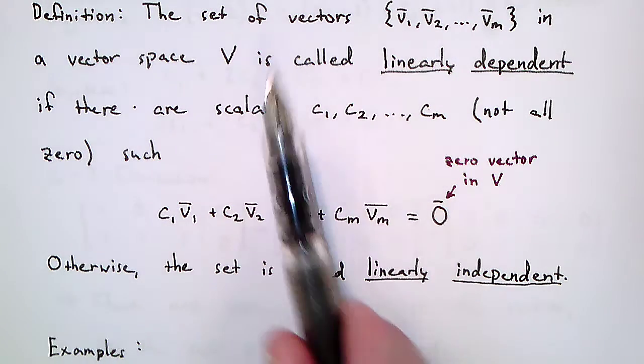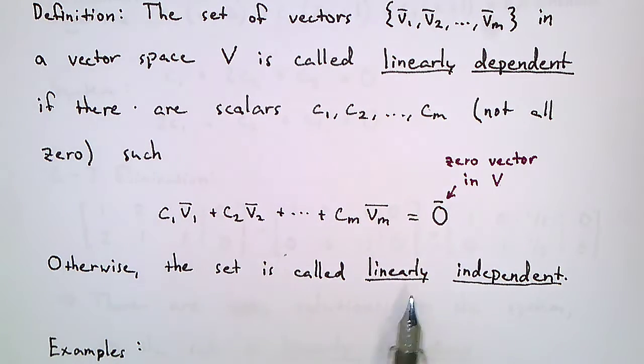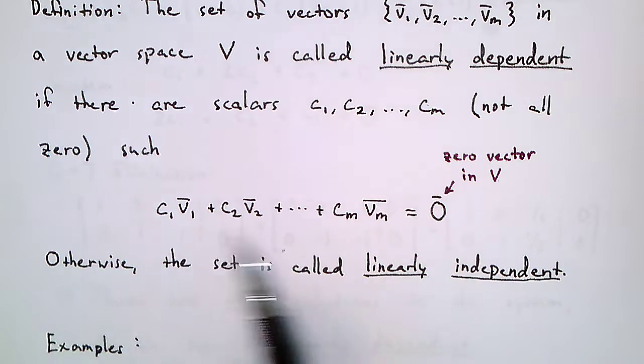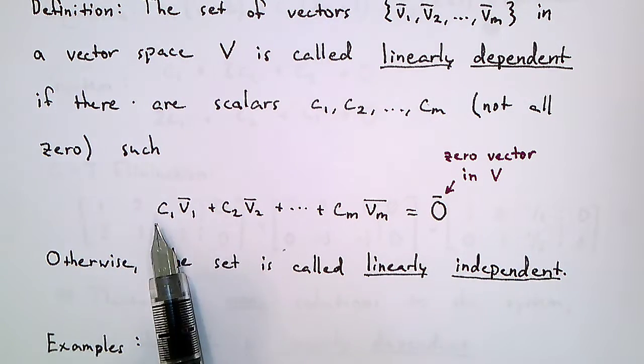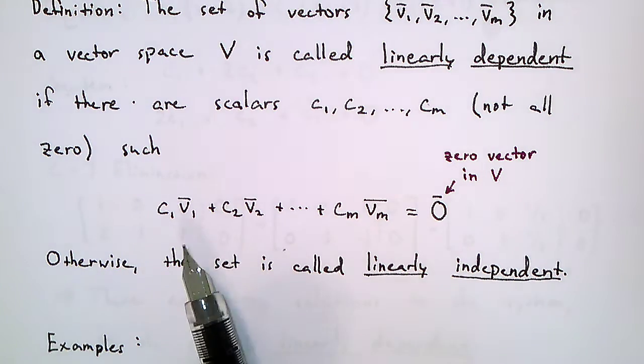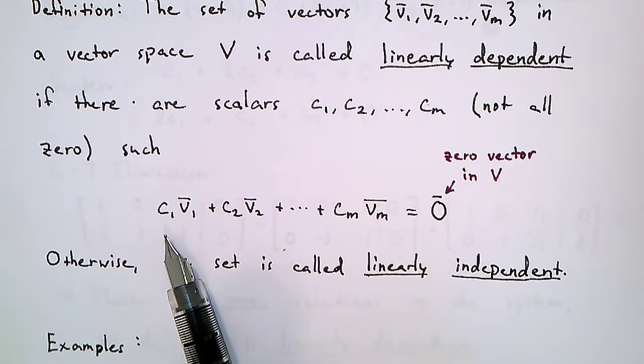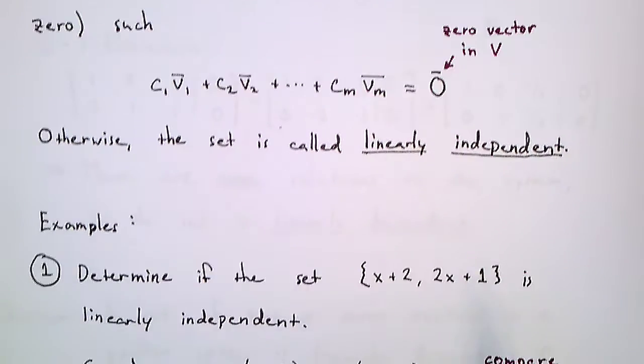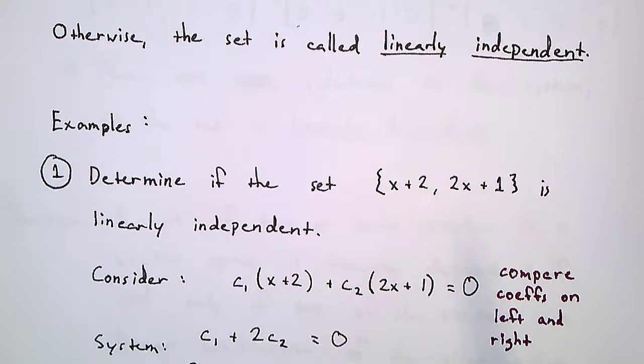Otherwise, so if this does not work out, the set is called linearly independent. So what that means is a set is linearly independent if this equation forces each of the scalars, the coefficients, to all be 0. Now let's try out this definition.